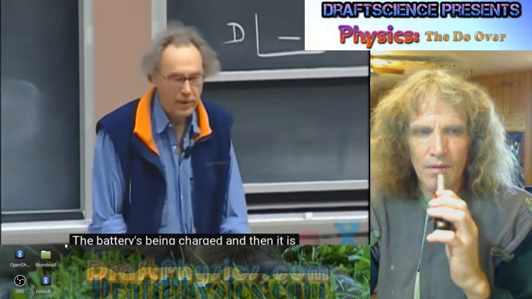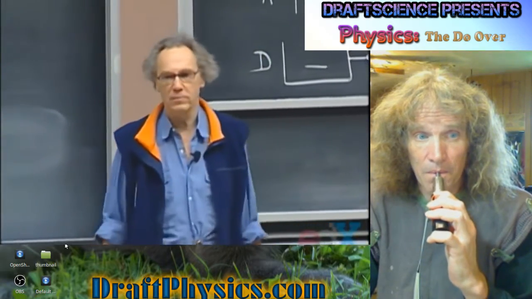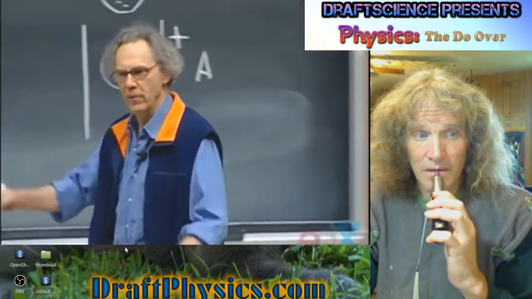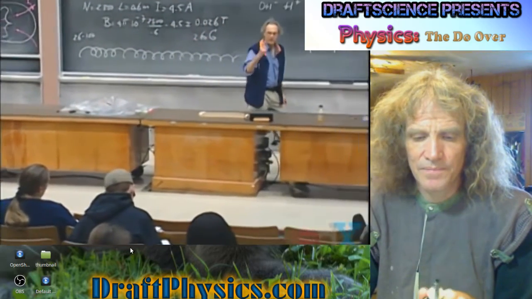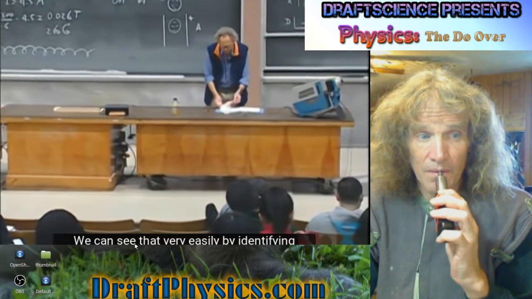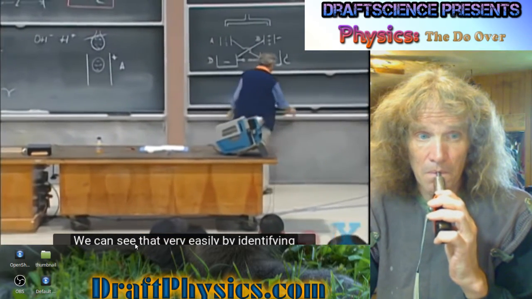You have a battery. The battery is being charged, and then it is discharged through this spark. Who is doing the work? Any idea? Have you thought about that? Yeah? Gravity. Very good. It's gravity that is doing the work. We can see that very easily by identifying the current that is flowing and the electric field.